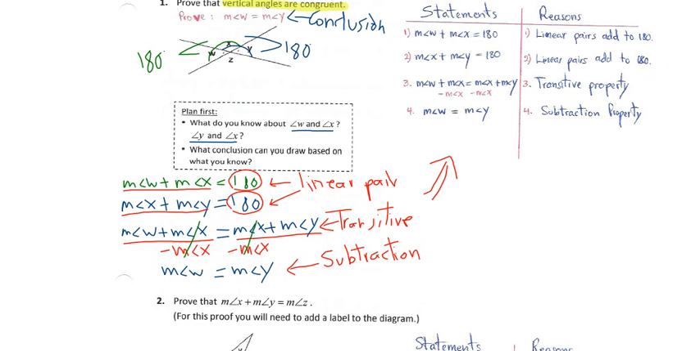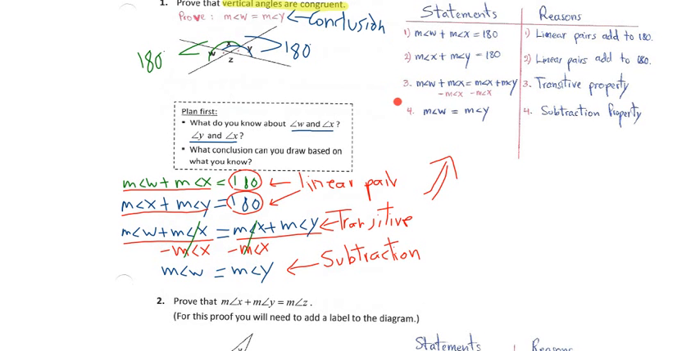So my first statement is measure of angle W plus measure of angle X is equal to 180, and it's because linear pairs add to 180. Complete the theorem. The second one is measure of angle X plus measure of angle Y is equal to 180, and the reason for that is because linear pairs add to 180. Notice that these two statements have the same reason, so that means you could actually put both statements into one step, but I just decided to put them in separate steps.